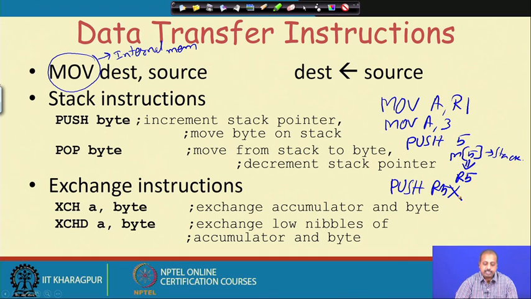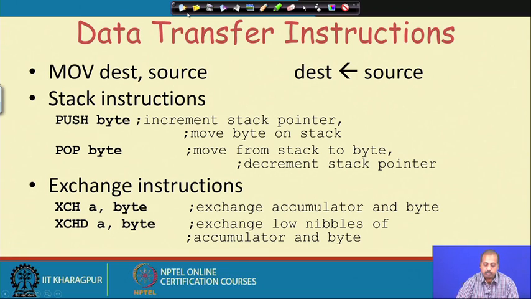Then there is an exchange instruction. That can be used for exchanging the accumulator with some byte. XCH A, byte will exchange the accumulator and the byte, and XCHD will exchange the nibbles of the accumulator and the byte. We will see some examples.